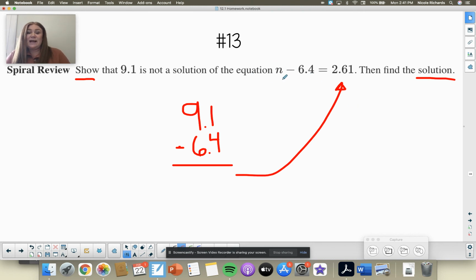So I can see I want n all by itself. The opposite of minus 6.4 is to add 6.4, and we want to do that to both sides to keep our equation balanced, and we want to line up our decimals. The 6 should go under the 2, and the 4 should go under the 6, and we don't have any hundredths here. So remember, when we're adding and subtracting, those decimals and all of the places have to be lined up. So once we do this, that will tell us what the solution to n really is.